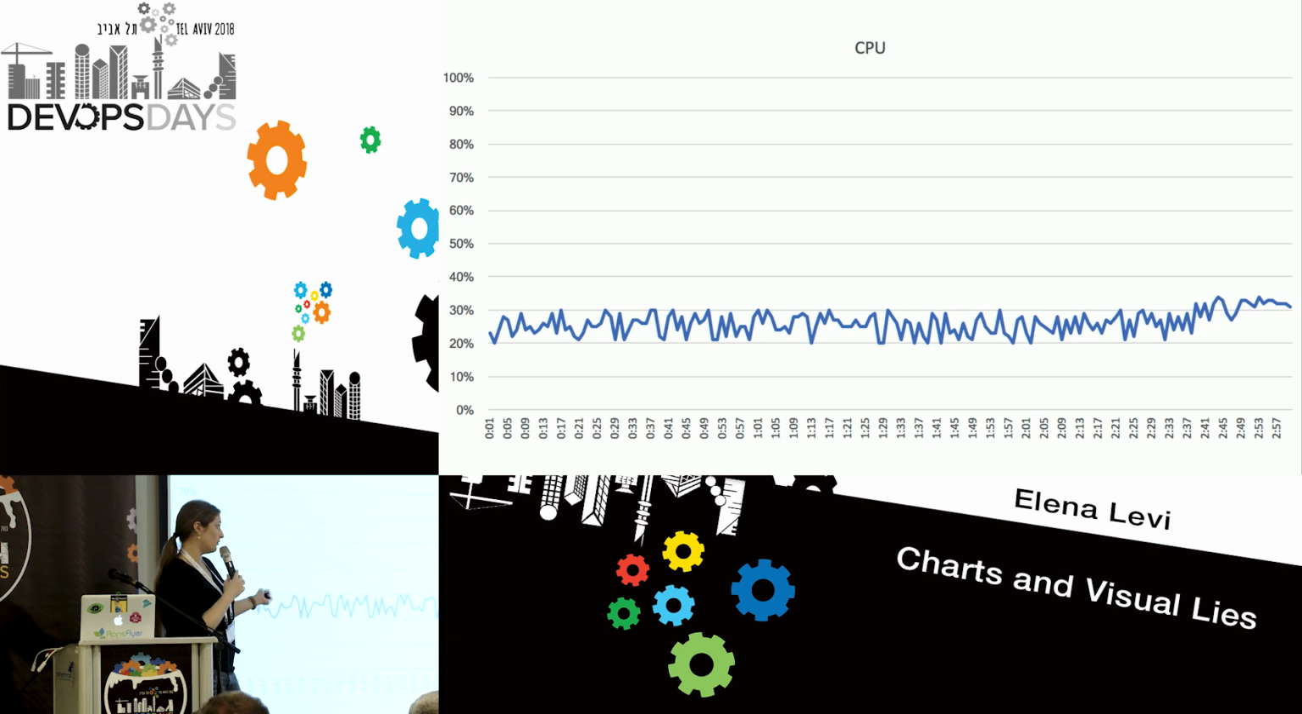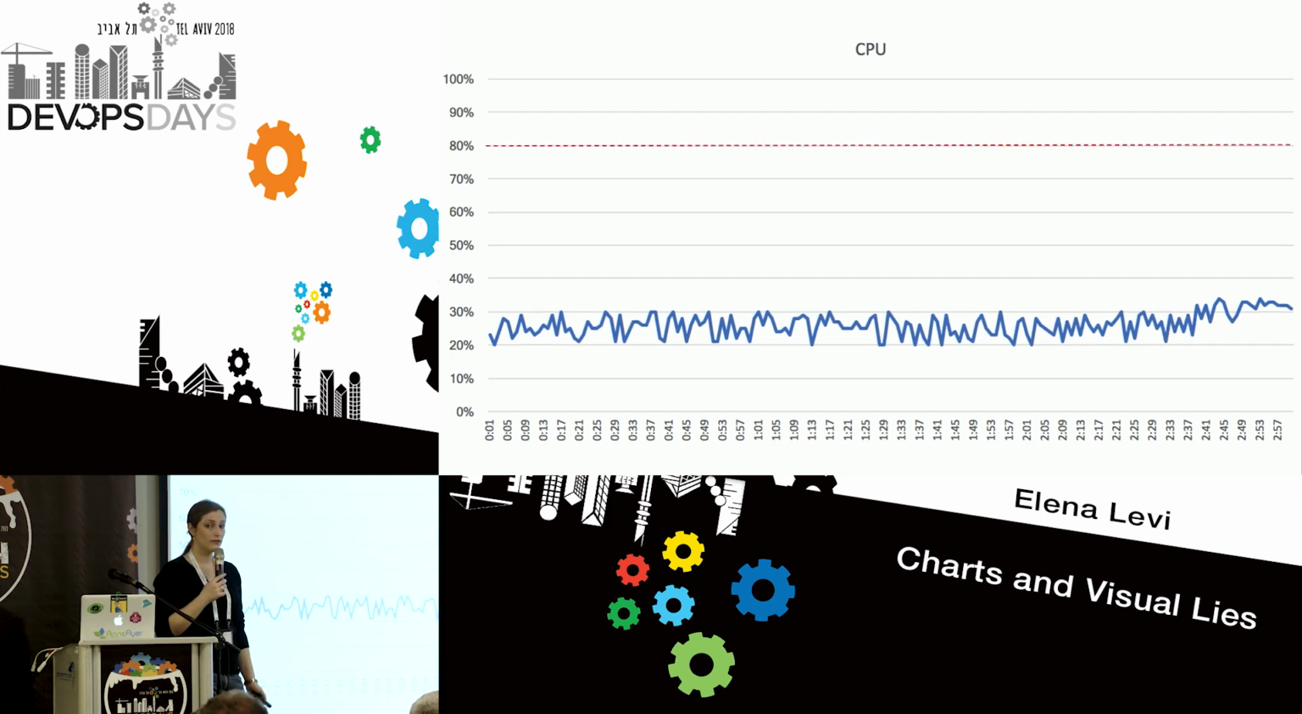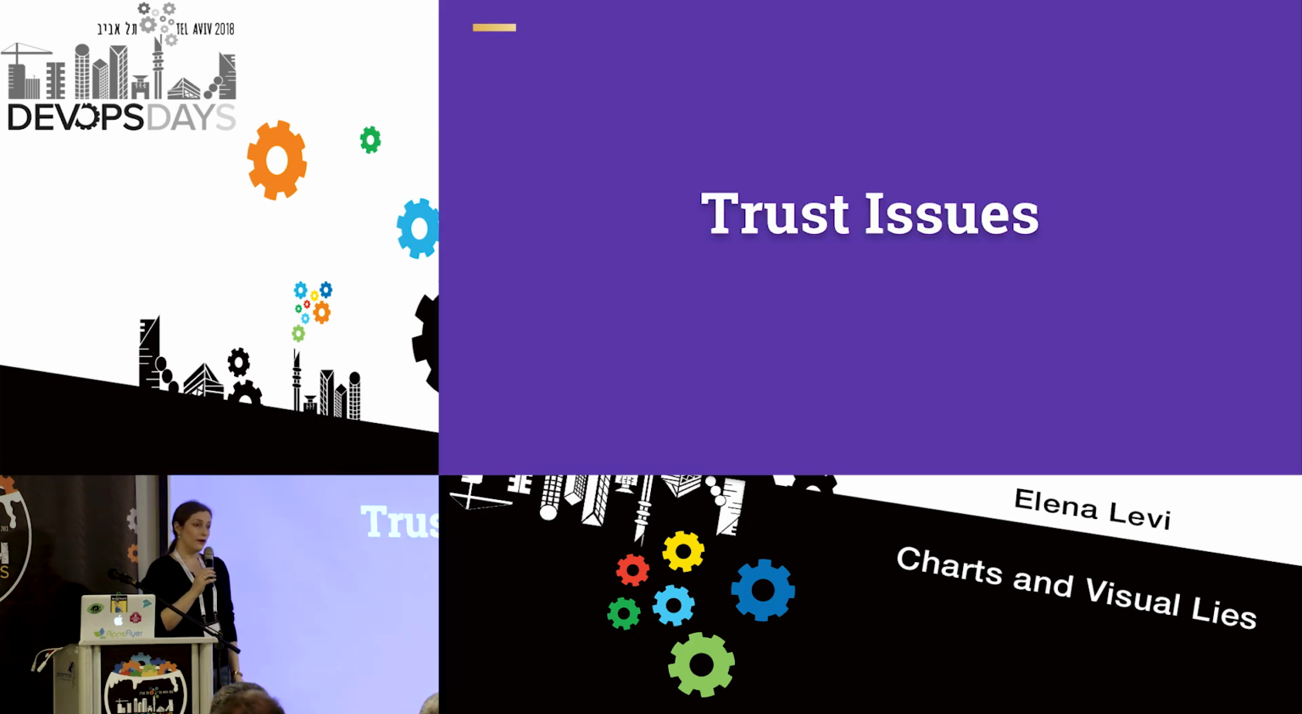An even better way to show this chart is actually like this. So if I know what my threshold is, and if I know at what point I need to be concerned, then why not put this up? So everybody can look at it and understand, oh, I had a slight increase at the end, but I'm still way below my threshold, so I'm good. Okay, so why do we have trust issues with charts?